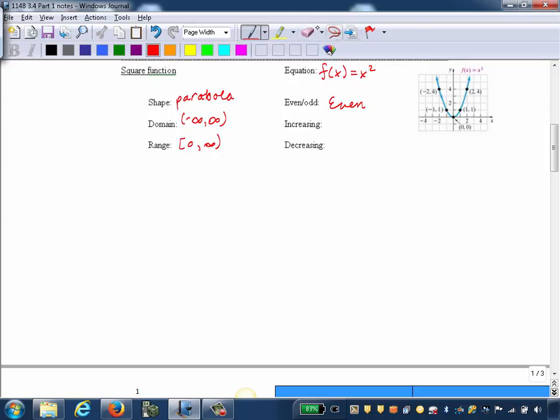Now, if we put our pencil all the way left on the graph and start to trace, we see we're falling, so we're decreasing. We're decreasing until we hit this vertex. And then we turn around and we start to rise and we're increasing. So I've got a down arrow from negative infinity to 0. So it's decreasing from negative infinity to 0. And then once we hit 0 to infinity, it's increasing. So it's increasing from 0 to infinity.